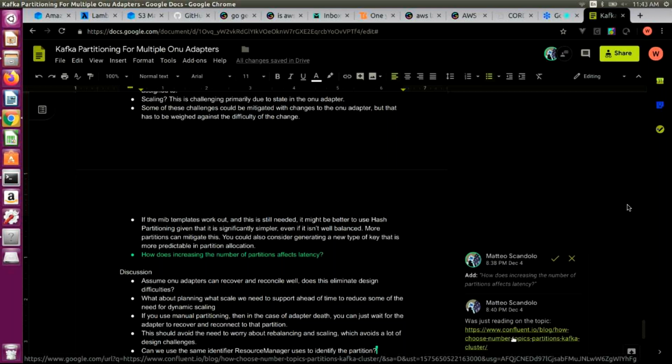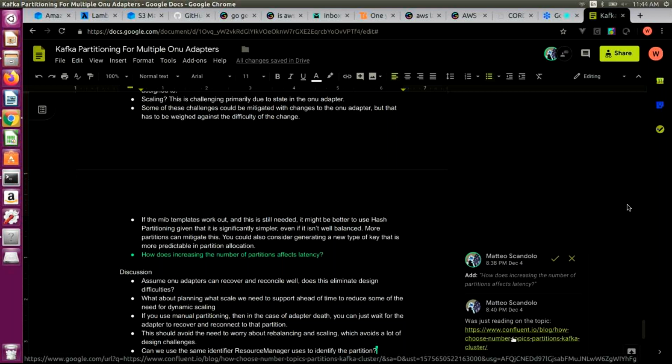Okay. And the hash method can work for this, and it would be consistent. The problem is you don't know how the devices will be balanced across the partitions. So I shouldn't care about that. Yeah.